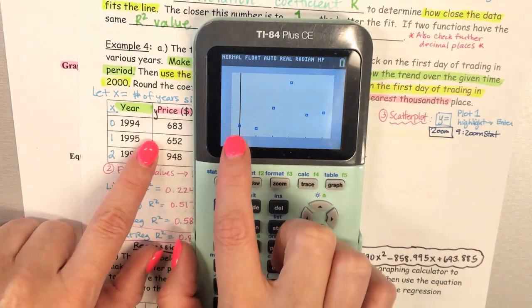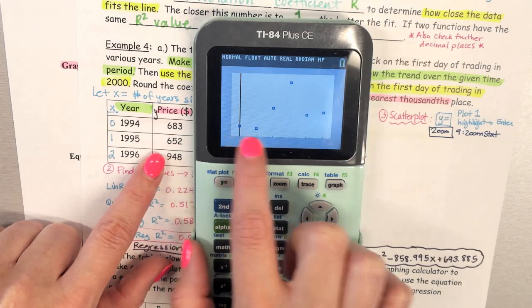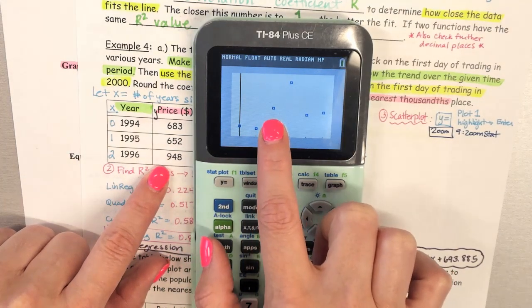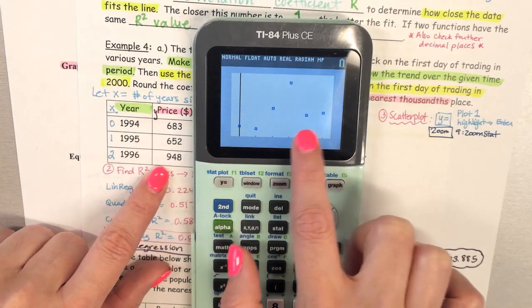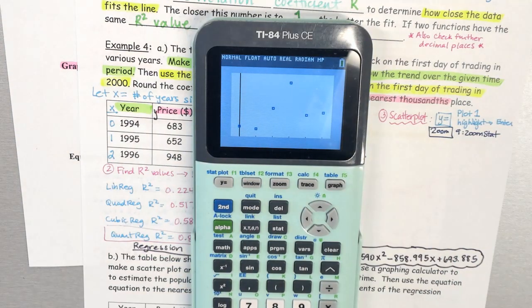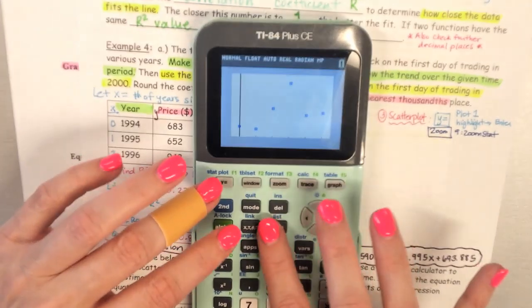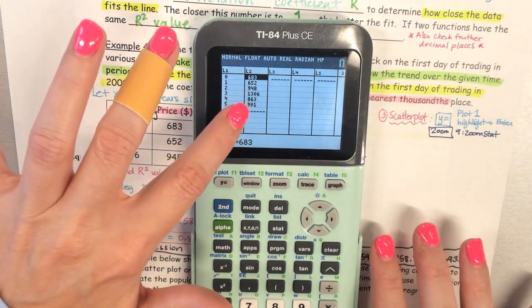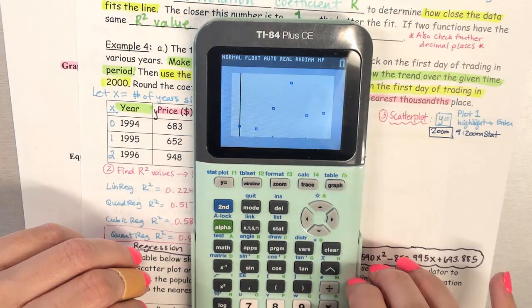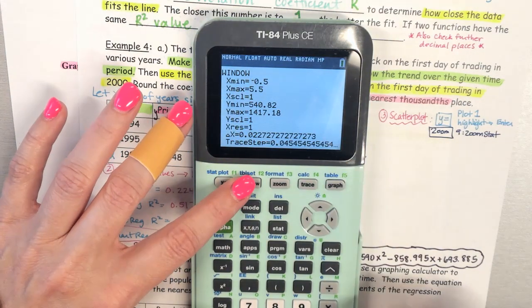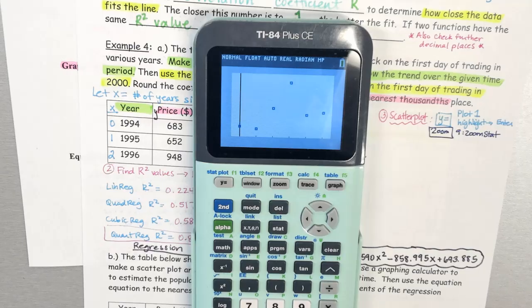All right, so we go to zoom, number 9, and then we can see our data points. Okay, so this is 0, 683. This is going to be 1, 652, 2, 948, so on and so forth. So those are your data points. Okay, if you don't have the same data points, just go ahead and double check that you do have the same list, that you have your numbers in correctly, and then it could just be that our windows are a little different, okay, but yours should look very similar to mine.